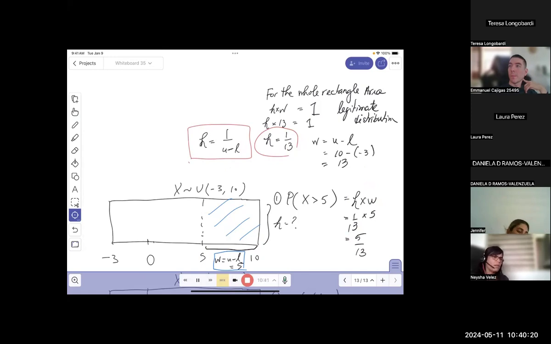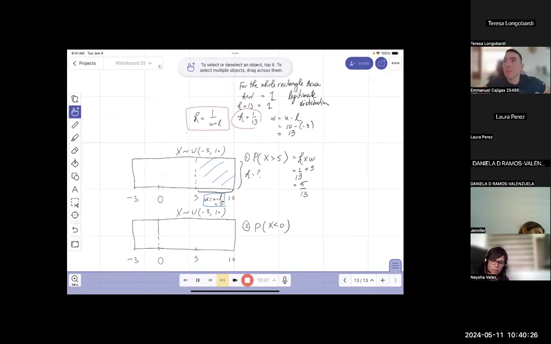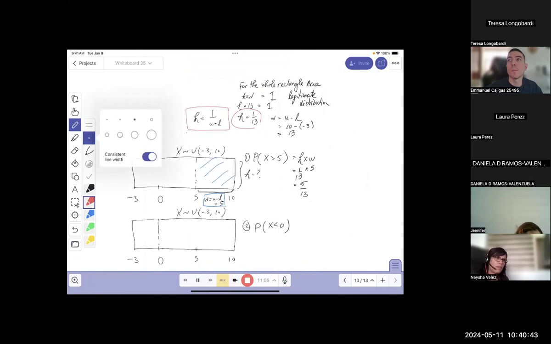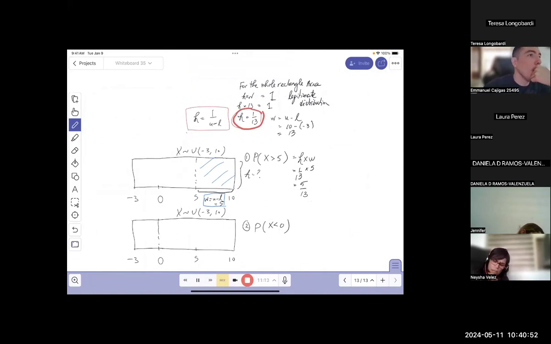Okay. Now try for the other problem. Now that we did this one, what about the next one? It's a little bit easier. The height is the same. Right, Daniela, very good. Emmanuel, very good. Okay. So this is not so bad, right?